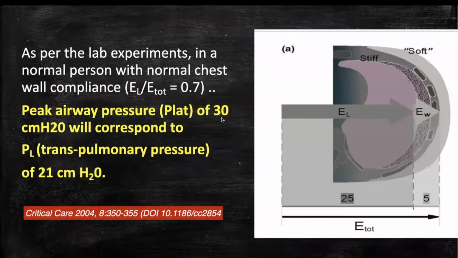In 2004, Gattinoni demonstrated that in patients with normal chest wall compliance, when the chest wall is normal, there is no obesity, ascites, or intra-abdominal hypertension, suppose you have applied a peak airway pressure of, say, 30 centimeters of water. In those cases, 25 centimeters of water will be used up in opening the lungs, and only 5 centimeters of water will be spent in elevating the chest wall, and the transpulmonary pressure will be somewhere around 21 centimeters of water, which is all right, acceptable.